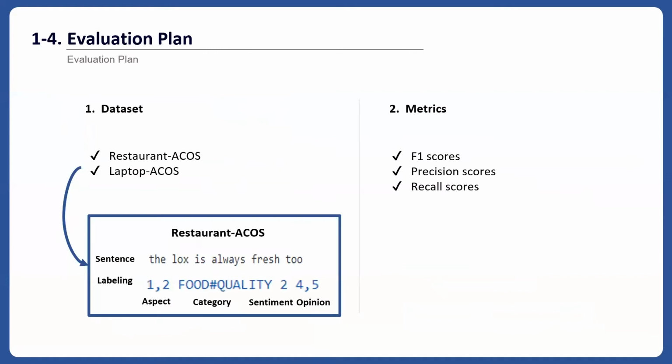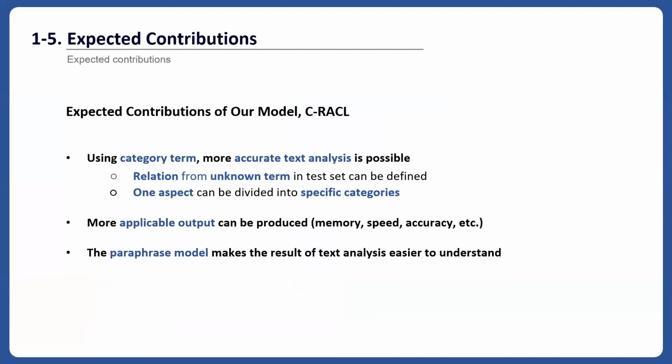Our plan was to use the restaurant ACOS and laptop ACOS datasets to evaluate our model and compute F1, precision, and recall scores. ACOS data represent aspect, category, sentiment, and opinion according to the review. We expect our model to have the following contributions. First, more accurate text analysis is possible because of category extraction. Additionally, more applicable output can be produced. Finally, the paraphrasing model can make the result of text analysis much easier to understand.